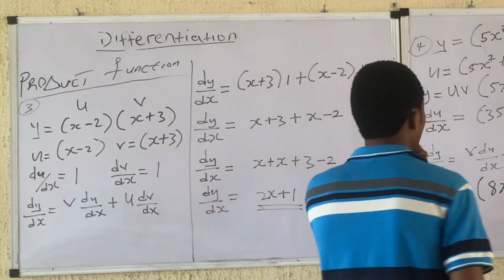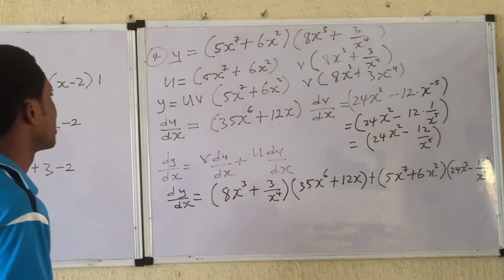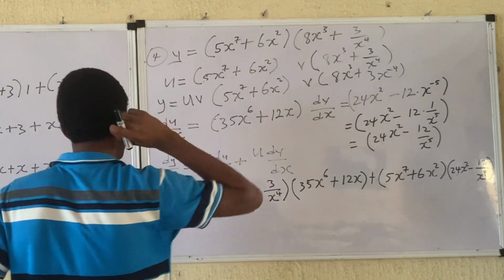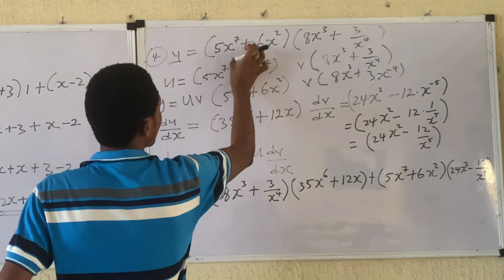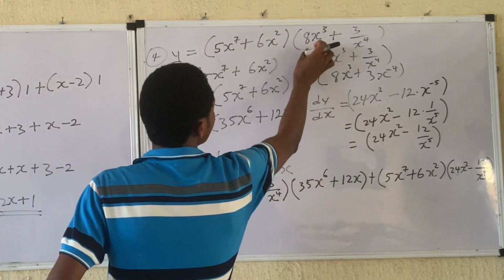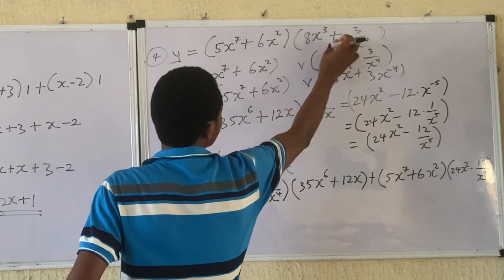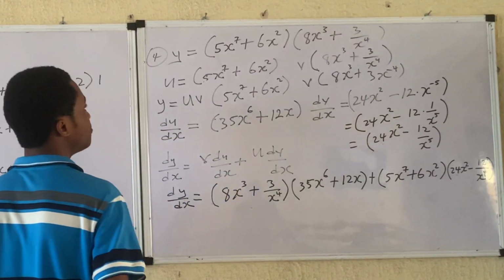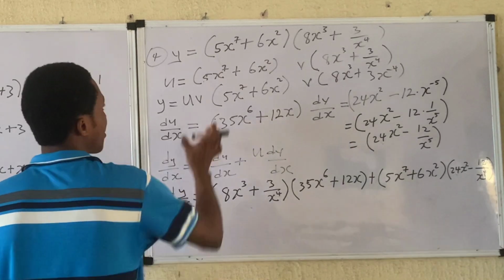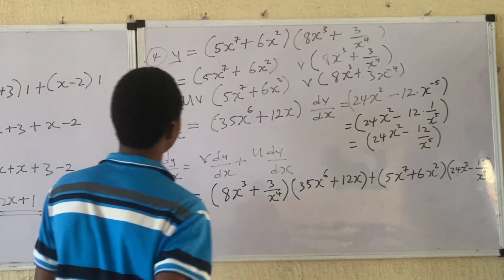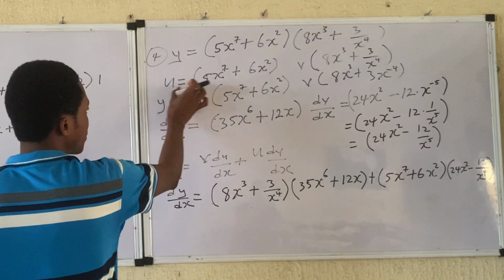Question number 4. y equals (5x raised to the power 7 plus 6x raised to the power 2) times (8x raised to the power 3 plus 3 all over x raised to the power 4). Now remember that our first bracket, we take it as our u, and the second bracket as our v. Now u equals the first bracket.